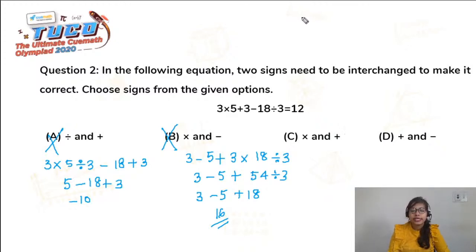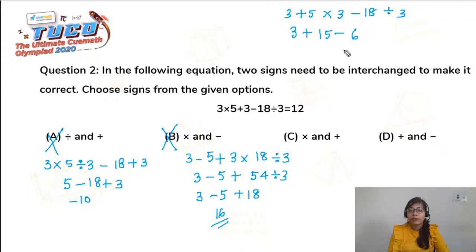Coming to option number C. For option number C, multiplication and addition. So 3 plus 5 times 3 minus 18 divided by 3. Okay, so let's check this. 5 times 3 is 15. So 3 plus 15 minus 18 divided by 3 is how much? 18 divided by 3 is nothing but a 6.